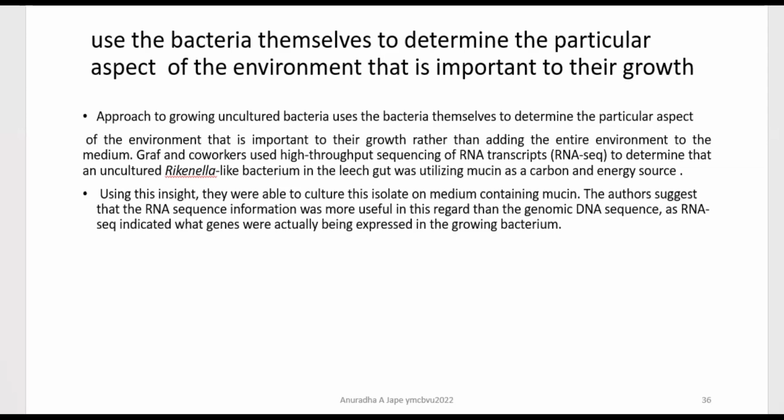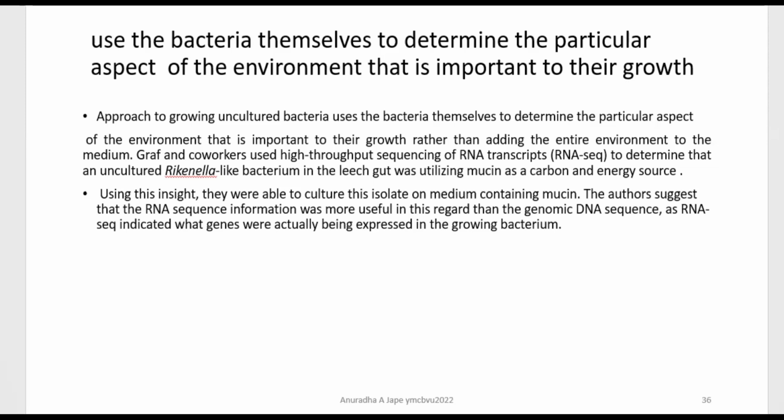So the environment is important for their growth, but what specific component of the environment would help the growth needs to be identified. So high throughput sequencing, that is, molecular techniques we are talking about, and RNA transcript studies were done to determine the uncultured Rickenella-like bacteria in the leech gut. That bacteria is present naturally in the gut of the organism, but how to grow it?